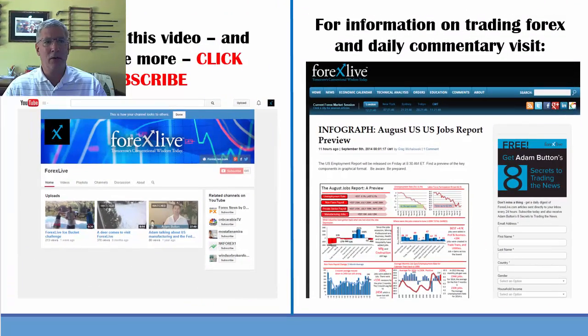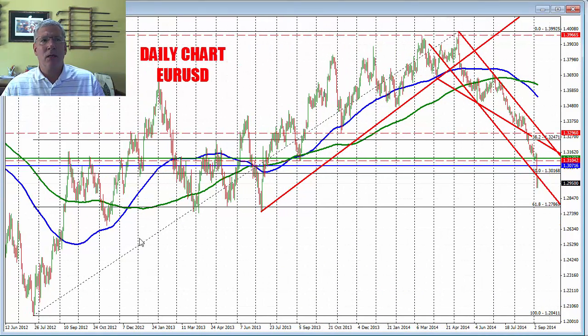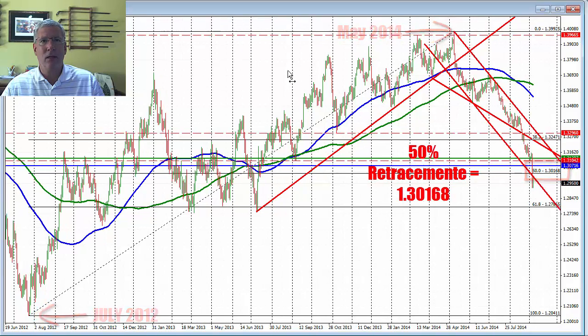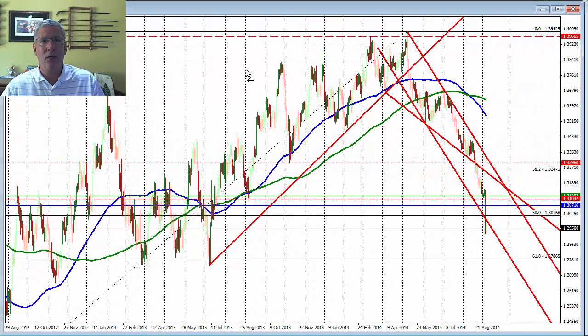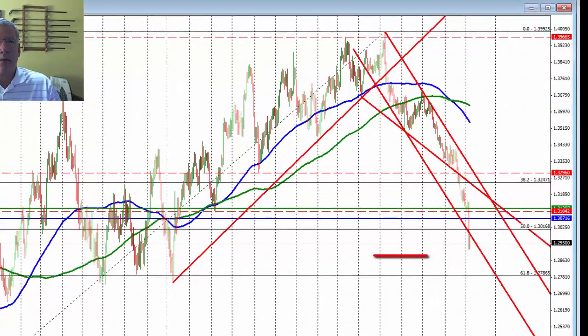Okay, let's take a look at the euro versus US dollar. Start off here with the daily chart, and look back at the July low, the May high right here, and the 50% retracement comes in at the 130.168 level. That's my line in the sand for this week.